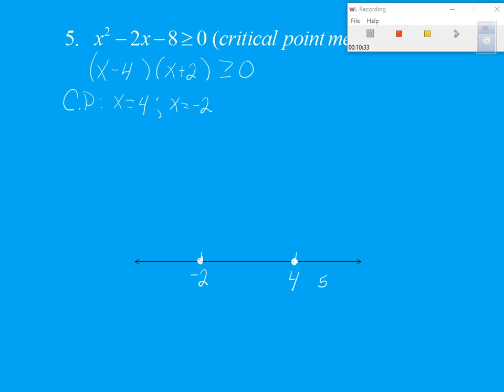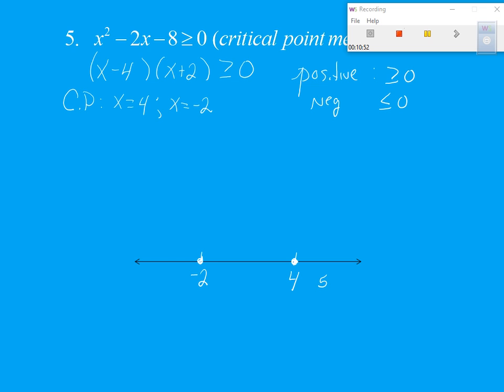Now, I don't care what the answer is. I only care if it's positive or negative. Here goes my thinking. If I get a positive number, I know that's greater than or equal to 0. If I get a negative number, I know that's less than or equal to 0. So it's going to look like this.